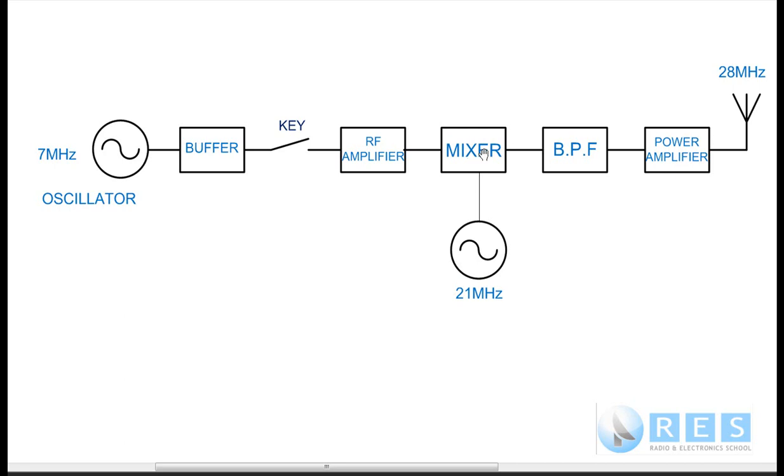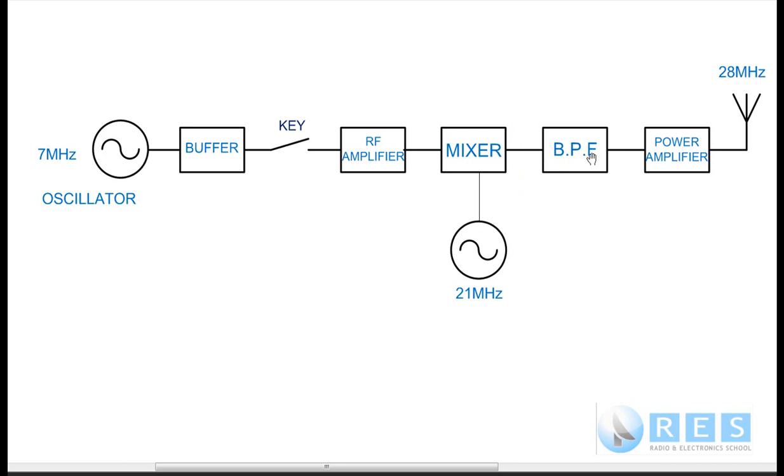Remember, out of the mixer comes a whole lot of mixing products. There'll be 7 megahertz here, there'll be 21 megahertz there. There'll also be the sum and the difference, and it's the sum of 7 megahertz plus 21 megahertz which gives us our output frequency of 28 megahertz. Because we get all this crud at the output of the mixer, we need a filter to stop all the crud and just allow what we want to pass through.